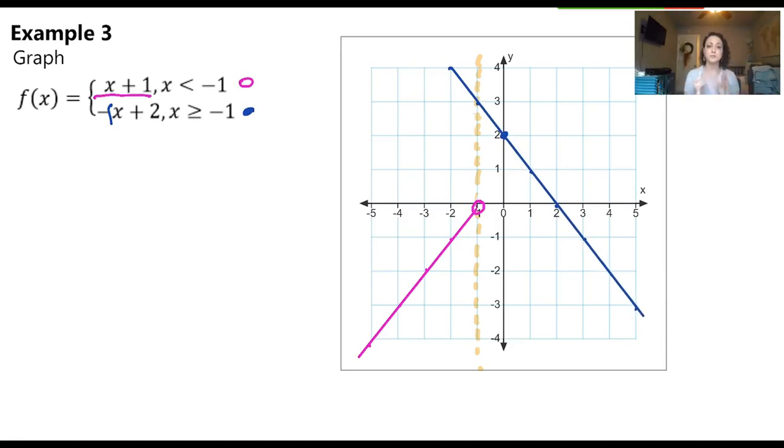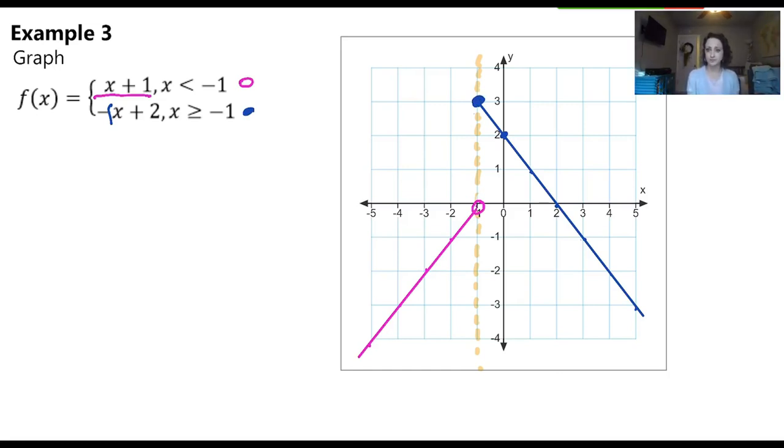Okay, now again, I've got that guide, that dotted line. Do you want to keep everything to the right of the dotted line or keep everything to the left? We want to keep everything to the right and only the right, because we want x's greater than or equal to -1, and then come back and make sure you've got a closed circle here, okay?